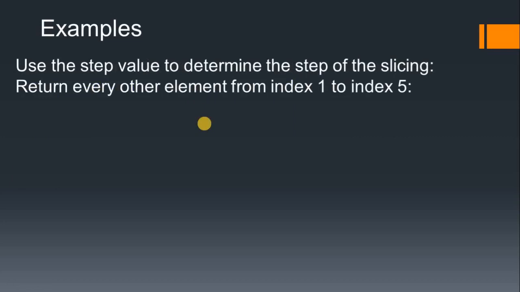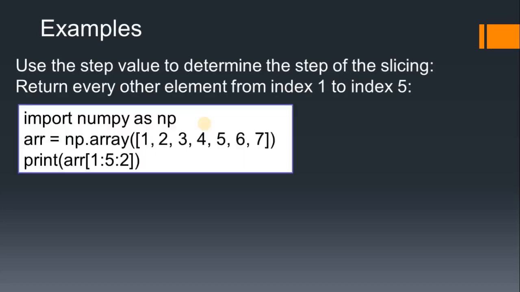The next example is to use the step value to determine the step of the slicing. Return every second element from index 1 to 5. Here this is the 0th position, 1, 2, 3, 4 and 5. It will not count this 6. So your positions start from here up to here, which means 1, 2, 3 and 4. And it will return every second element. So it will return this 2, then after that it will skip this element and return the next element. From the starting position it will return the element. So it will return 2 and 4.